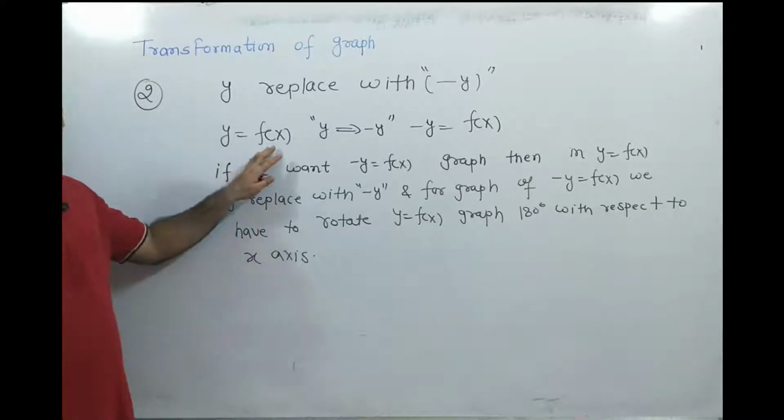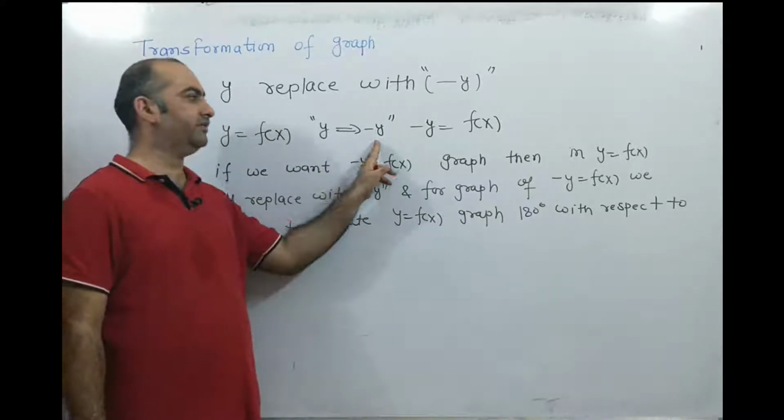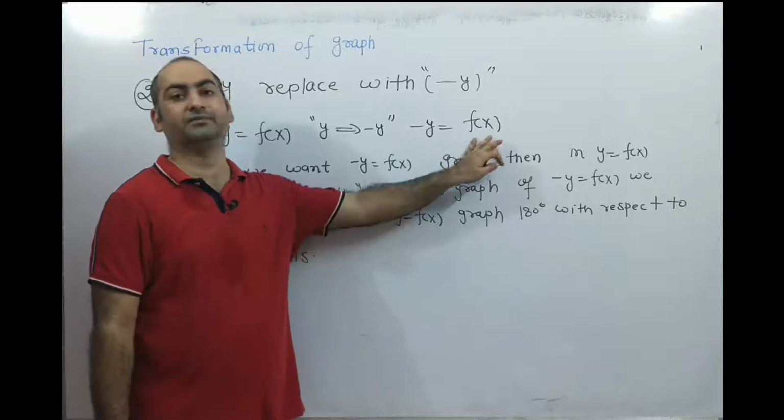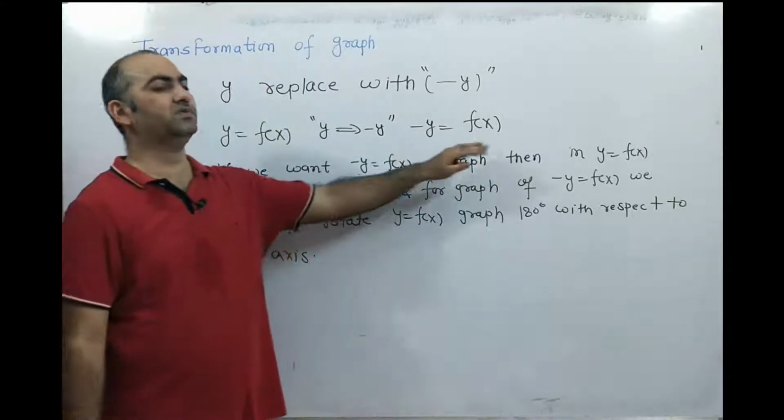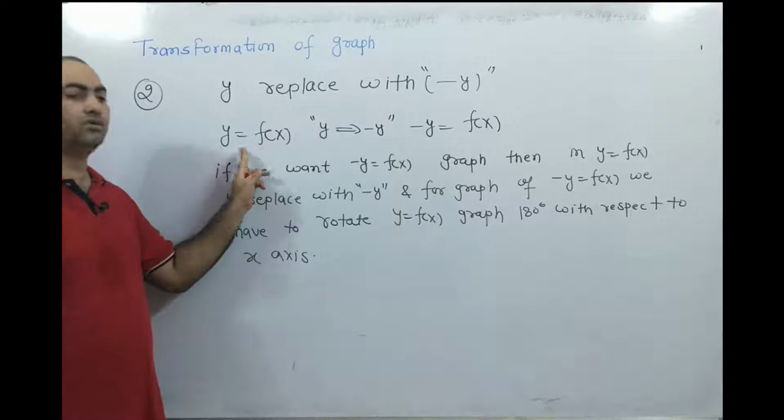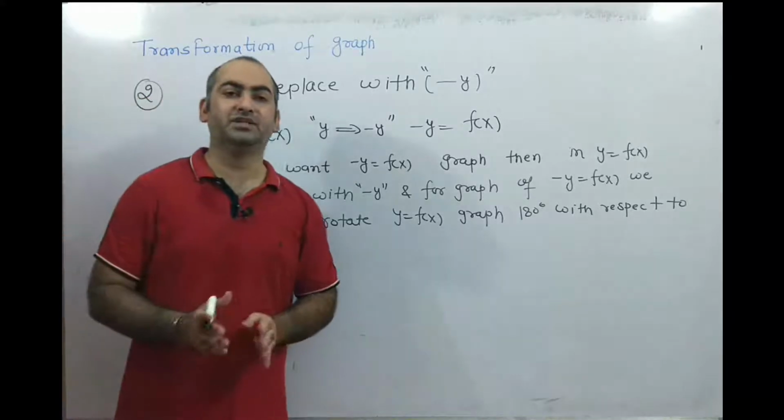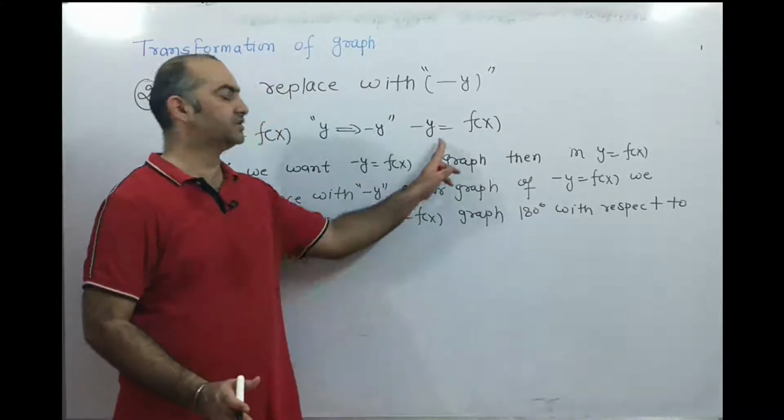So in the y equal to f(x) graph, if you replace y with minus y, we will get the function minus y equal to f(x). Then to draw the graph of this one, you have to rotate the y equal to f(x) graph 180 degrees with respect to the x-axis. So we will get this function's graph.